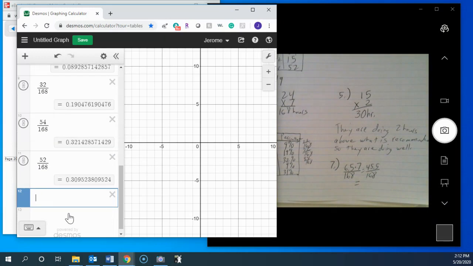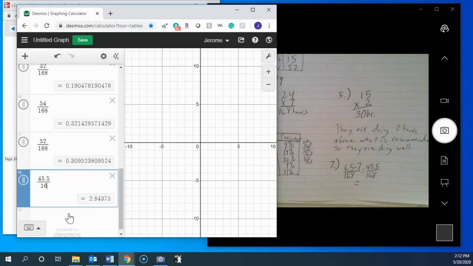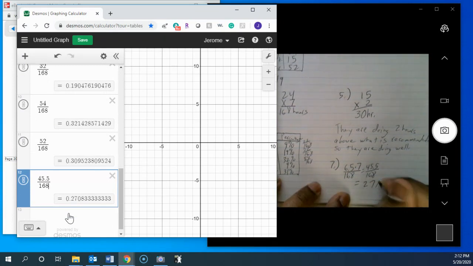So we have 45.5 divided by 168. So when we round that, that would give us 27%.